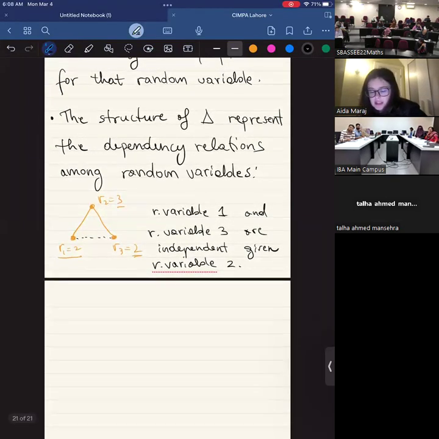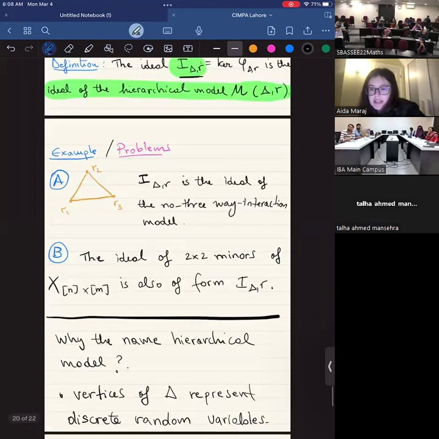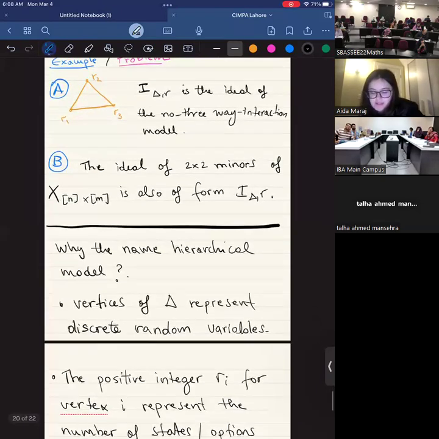And one can go back and interpret why it's called no three-way interaction: any two random variables have an edge between them, but it's not a filled-in triangle, so we are not assuming that there is a three-way interaction among all of them. There are two-way interactions, but not three-way interactions. And if you were to draw Δ here, you will get that this, in fact, is the independence model for two random variables. I gave the answer to B.